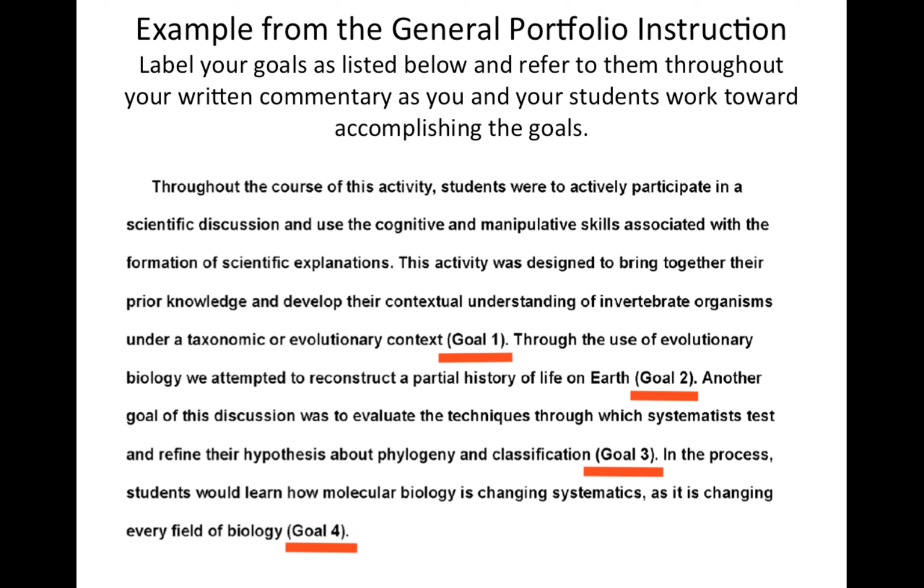So once you've done that, and then as you start teaching your component, anytime you do an activity or something, always put in parentheses, like goal 2 or goal 1, so that your assessor will know that that activity aligns with your goal.